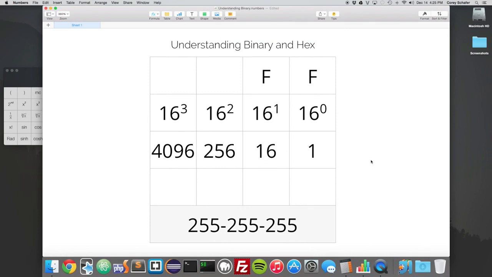Hopefully this tutorial was useful for you guys. Hopefully you're now able to convert binary or hexadecimal or whatever base number it is, comfortably into base 10, and you understand how all these calculations work.